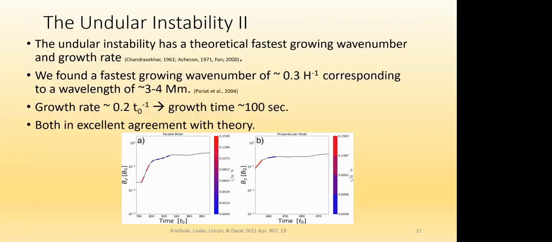And we can do that in the other direction as well. But the cool thing is that the undular instability is well studied in the literature. There are a lot of theoretical papers deriving the fastest growing wave number and the growth rate of that instability, starting with Chandrasekhar in 61, and then Atchison. Yu-Hung Fan did this as well. And we found a fastest growing wave number and growth rate that was exactly what the theory predicted. The wavelength of the fastest growing wave number is about 3 to 4 megameters at the photosphere.